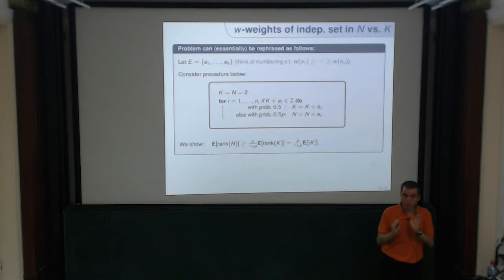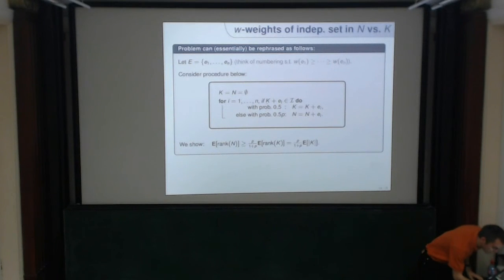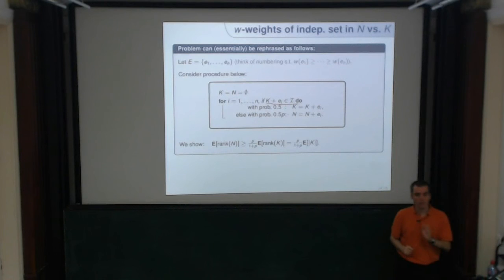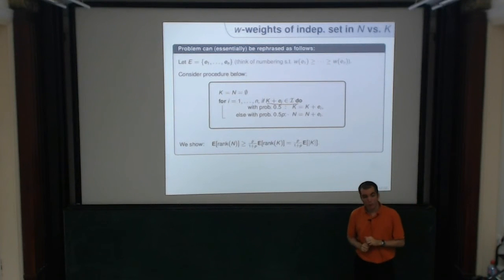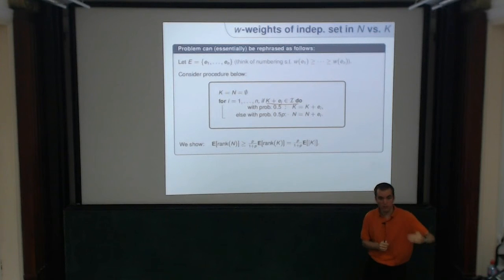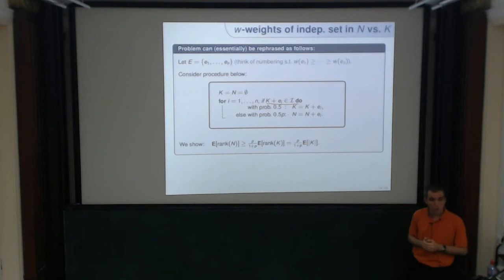I will only consider elements that can be added to K such that K remains independent. Of course, whenever an element gets added to K, its rank increases by 1, because I only add elements that preserve independence. This is not true when I add elements to N, because then maybe it's already in the span of what you have in N. So the question is, what is the expected rank of N compared to K?